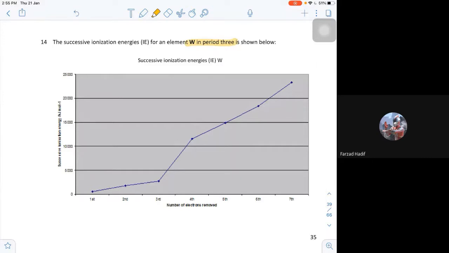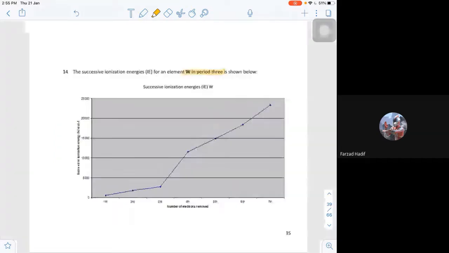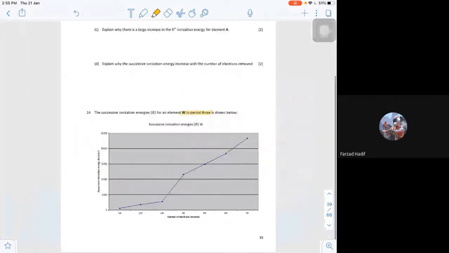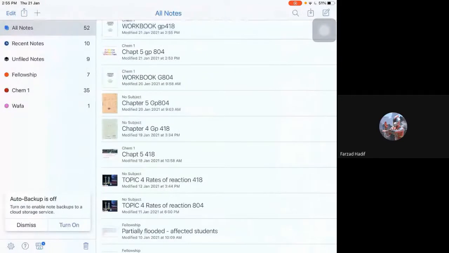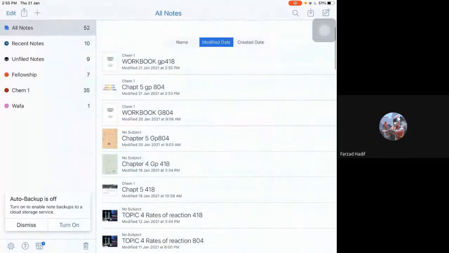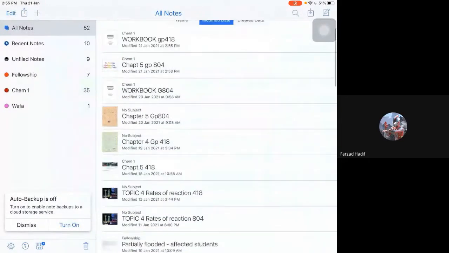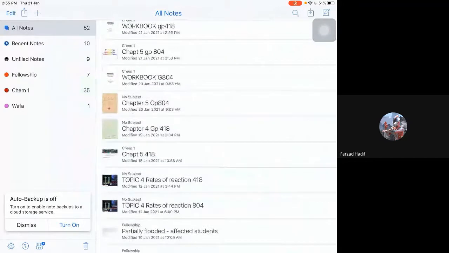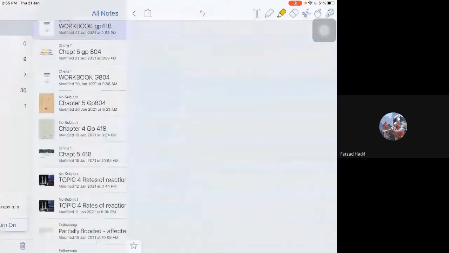Okay, so this is another example. I want you to answer this question. After this, let us proceed to the last subtopic under periodic trend, which is the electron affinity.